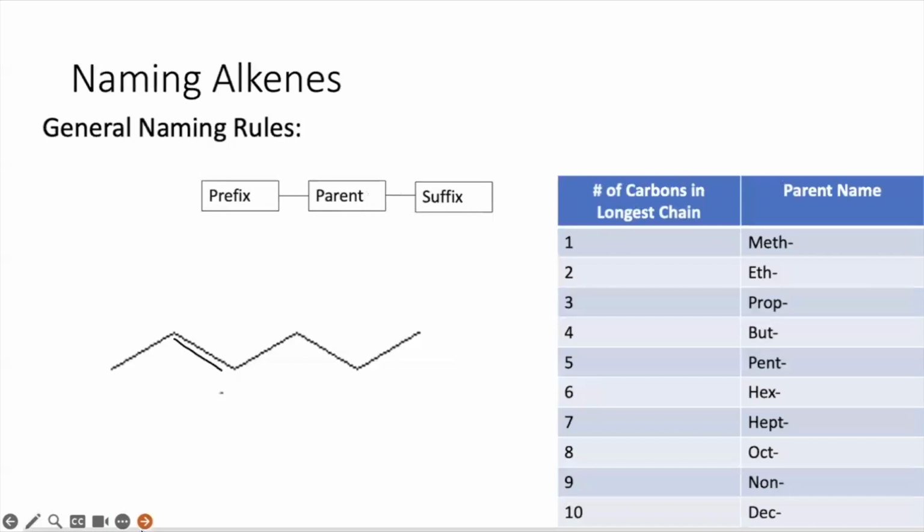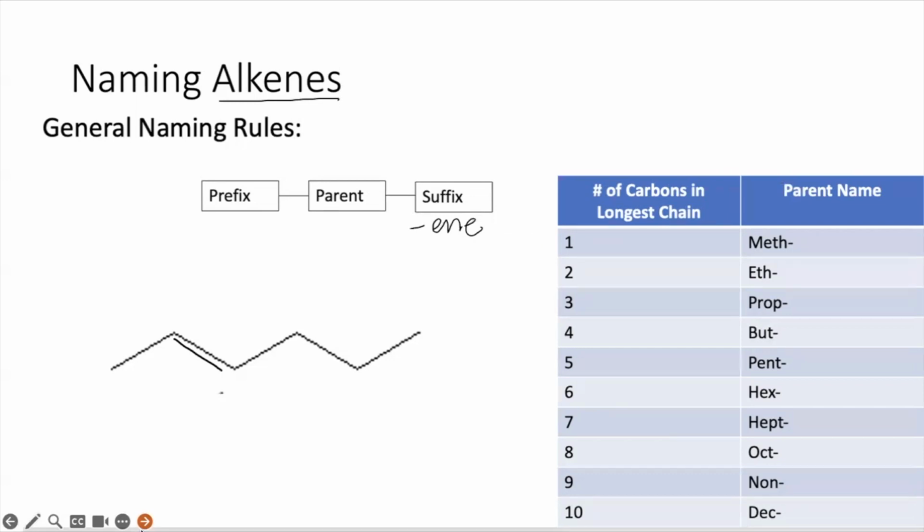So here I have an alkene. It's going to take on the same kind of structure where you have prefixes where you deal with branches. You have your parent, where you talk about the number of carbons, and you talk about your suffix, which identifies what functional group. So even if there's just one double bond present, it becomes an alkene, and it's going to take on the suffix now "ene" instead of "ane."